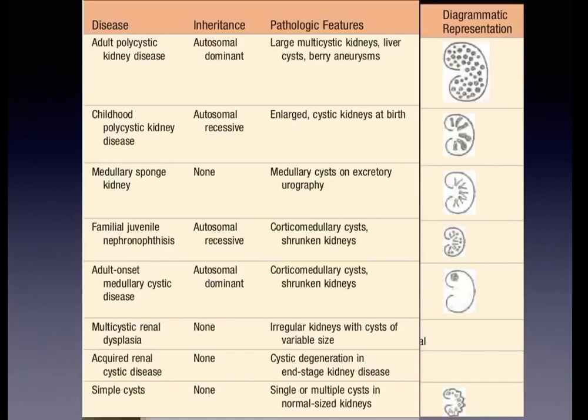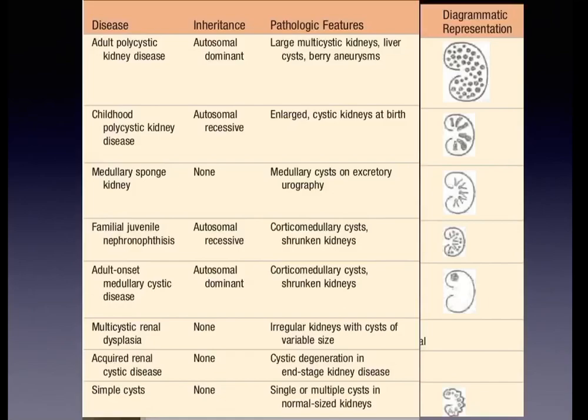Then coming to the medullary sponge kidney, it doesn't have any autosomal inheritance. They present with cysts in the medullary region, which can be diagnosed on excretory urography. Then coming to the juvenile familial nephronophthisis, they have autosomal recessive inheritance. They present with shrunken kidneys, and they have corticomedullary cysts. Then coming to the adult onset medullary cystic disease, they have corticomedullary cysts, but they have autosomal dominant inheritance.